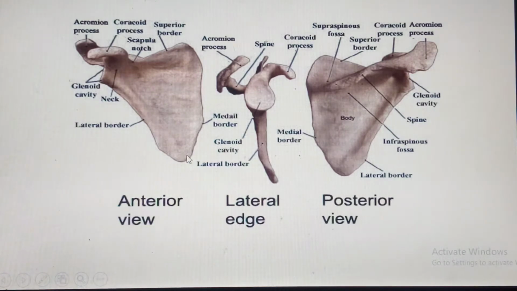Now, let's go to the medial border. The medial border is known for insertions. While most of the origins come from the lateral border, the medial border is for insertions. If you look at the medial border, we present with two areas. An area where you see the spine is the dorsal aspect, or the posterior view of the scapula. That area, related to the back aspect posteriorly, is where we are going to have three muscles inserting.